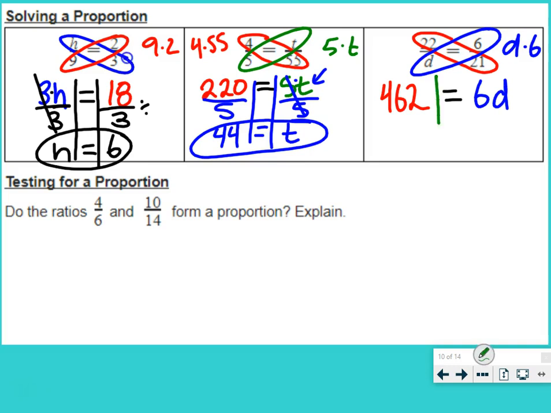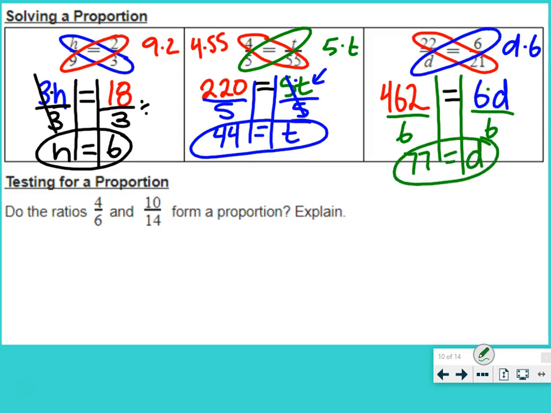Then we just need to solve that. 6 times D, undo times with divide. So we're going to divide both sides by 6. 462 divided by 6 is 77. So our variable D equals 77.